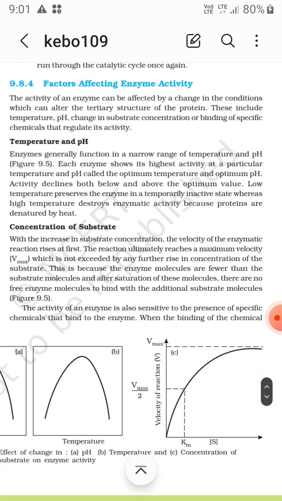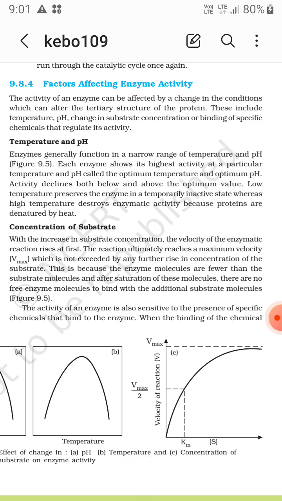Now temperature and pH. Enzymes generally function in a narrow range of temperature and pH. Each enzyme shows its highest activity at a particular temperature and pH, called the optimum temperature and pH. Activity declines both below and above the optimum level.